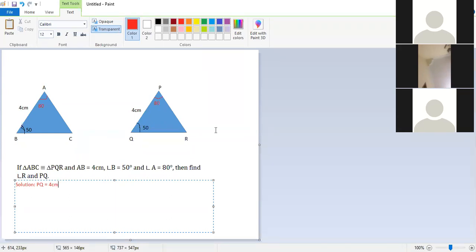Already you know the property of triangle, the angle sum property of triangle. The sum of angles of a triangle is equal to 180 degree. Then I can write here, in triangle PQR, angle P plus angle Q plus angle R is equal to 180 degree. Why? Angle sum property of triangle.